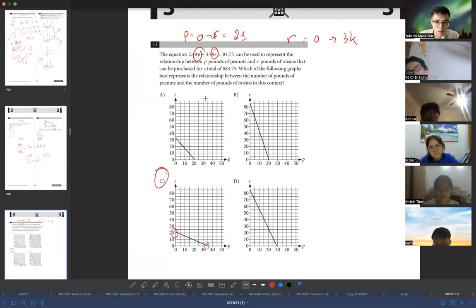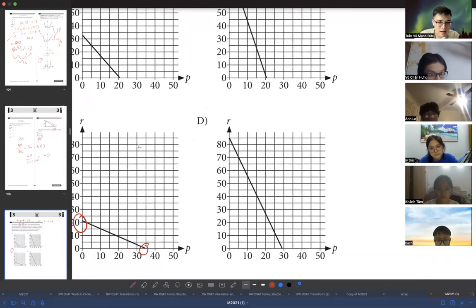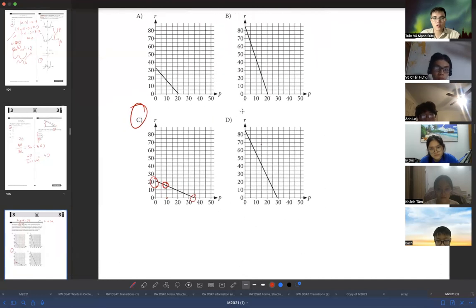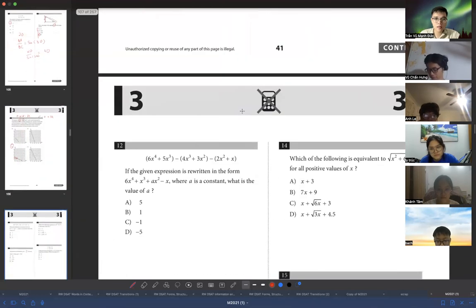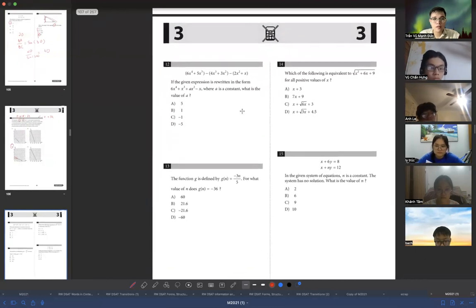Very good. You can also plug in, let's zoom in a bit. Yeah, you can also plug in 10 and see if it gives 15 here. That's it. You just use 3 points: 0 R, 0 P, and also 10, 15. There are many ways. You can choose one over the other. That's fine. Whatever is faster. These are quite simple, right?